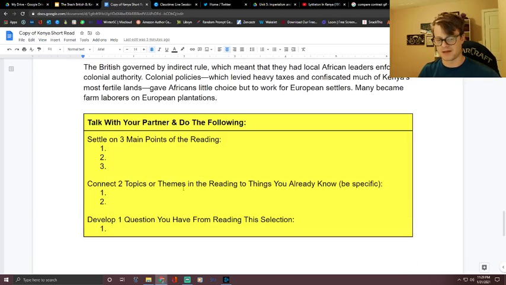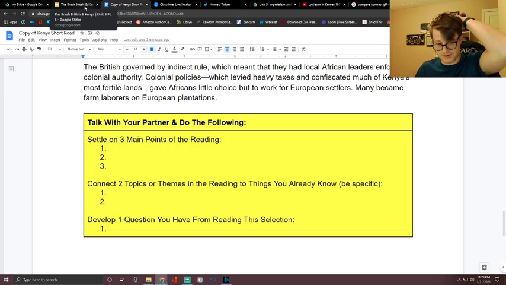So connect two topics or themes in the reading to things you already know. You heard me do this when I was just reflecting on my answer, that this is very similar to Ghana and indirect rule. We've seen that before. Also settler colonies, which we looked at with Algeria, right? And again, you would then write one question you have from reading this selection, and we'll try to answer some of those in class.